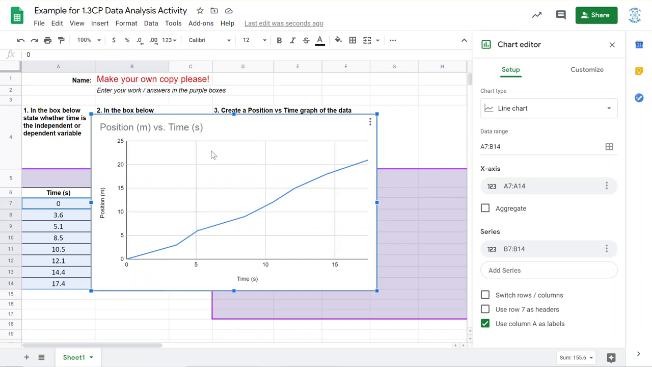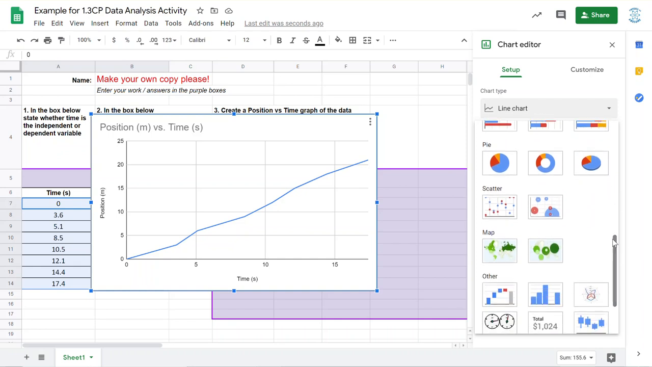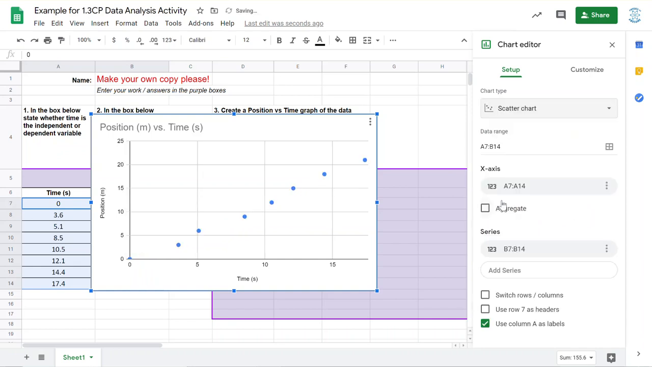In physics, we only make scatter charts so that we can add a meaningful trend line. So click where it says line chart, scroll down to where it says scatter, and now you should get a graph that has a bunch of data points. The next thing that we need to do is add a trend line.